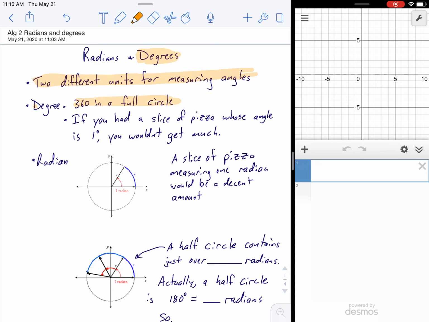If we want to focus on degrees for just a minute, there are 360 degrees in a full circle. If you had a slice of pizza whose angle is 1 degree, you would not get much pizza, right? A degree is a very thin sliver. There's 360 of them to fit in a full circle. A half circle would have 180 of them, 180 degrees in a half circle.